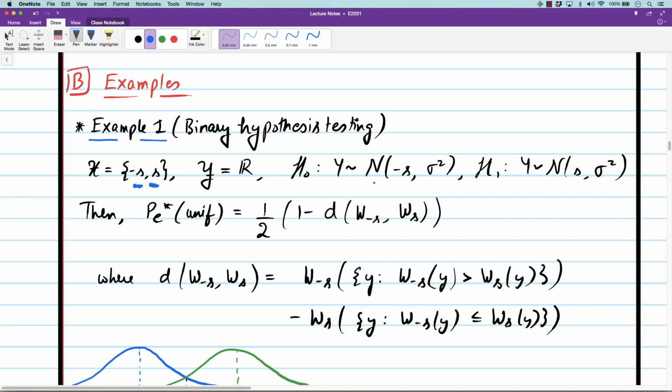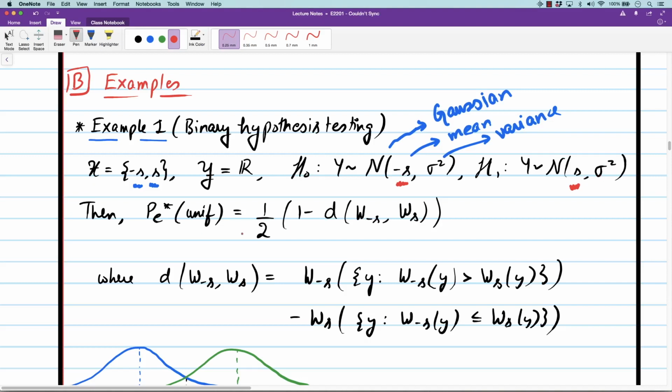First is that y is distributed as a Gaussian random variable, or a normal random variable, with mean minus s and variance sigma squared. That's my notation. So this is the mean and this is the variance of my Gaussian random variable. Under h0 the mean is minus s, and under h1 it is s, and the variance is the same under both the hypotheses, sigma squared.